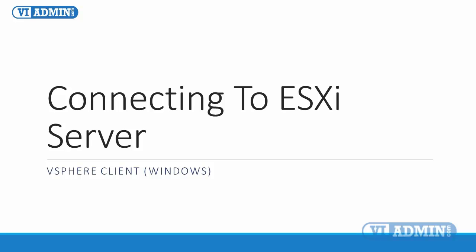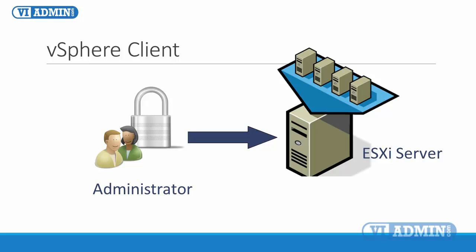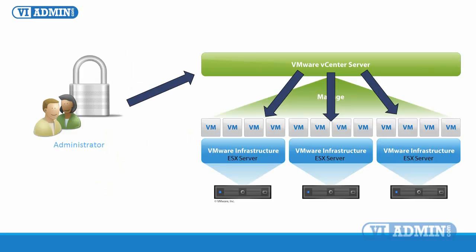Connecting to ESX Server. The vSphere Client is a primary interface for managing all aspects of the virtual infrastructure environment and provides access directly to an ESX server so it can be configured and its virtual machines can be managed. vSphere Client is also used to access vCenter Server and allows configuration of multiple ESX servers and management of all virtual machines residing on all of the ESX servers we have.